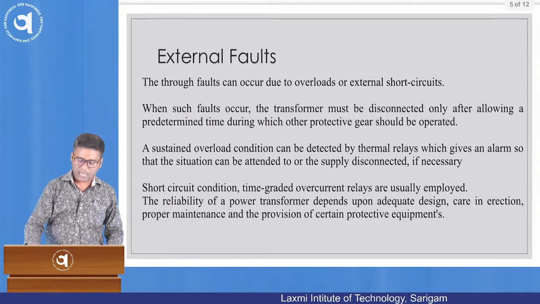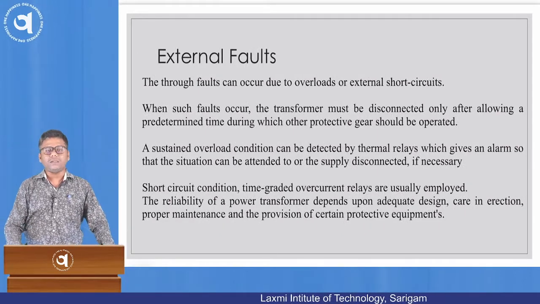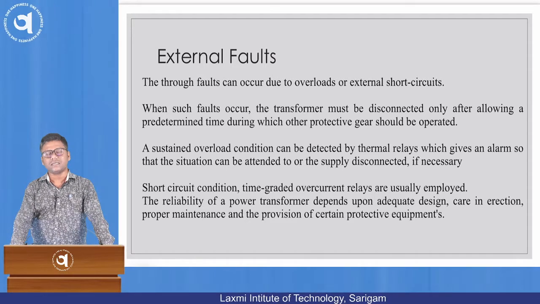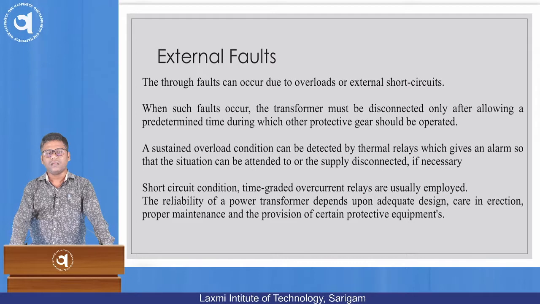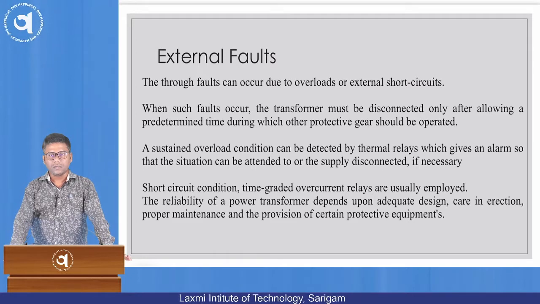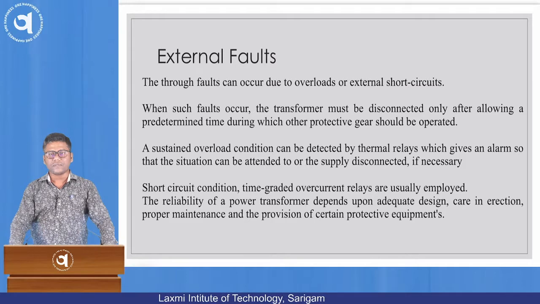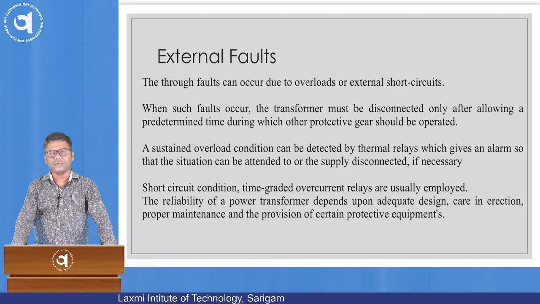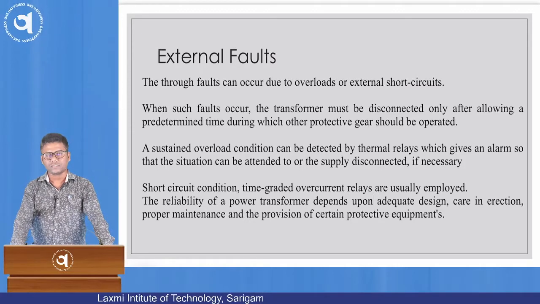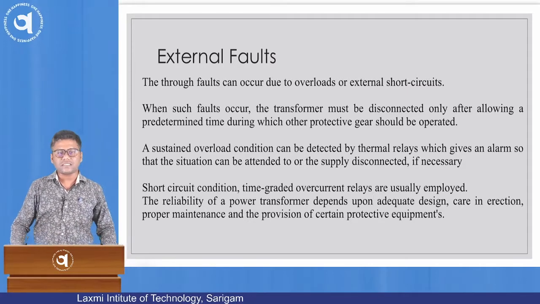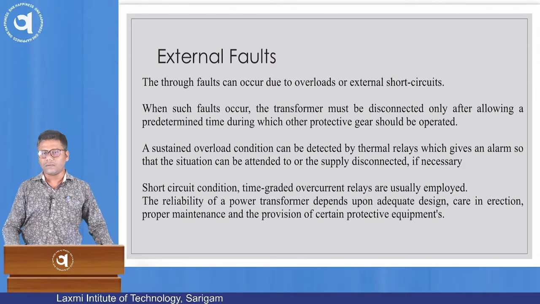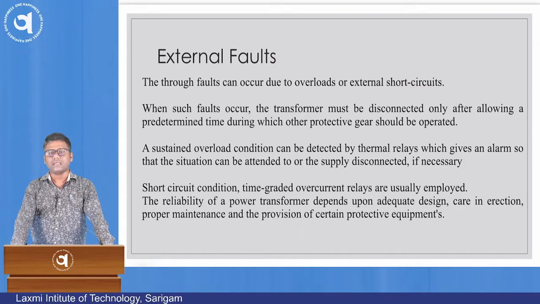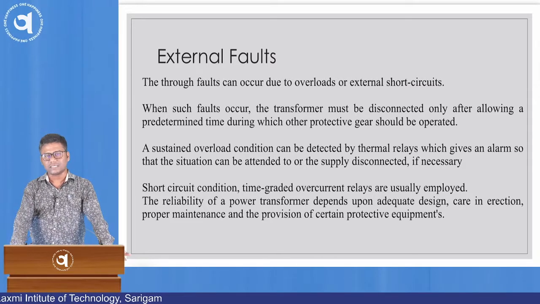Okay. External faults, let us briefly discuss. The through faults can occur due to overload or an external short circuit. As I already discussed in the beginning, when such a fault occurs, the transformer does not need to be disconnected immediately, but only after allowing a predetermined time, during which the other system gear has to operate for this condition. As I previously discussed, sustained overload conditions can be detected by the thermal relay, which can give the alarm, and that situation can be attended to, or the supply will be disconnected if necessary.